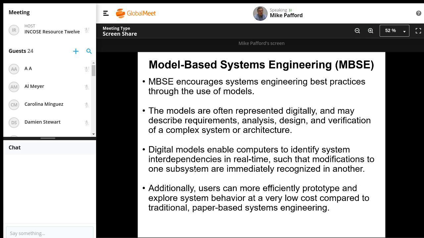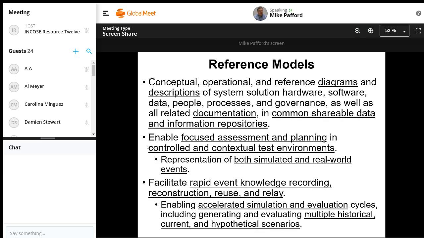Additionally, users can more efficiently prototype and explore system behavior at a very low cost compared to traditional paper-based systems engineering. And of course, as you can appreciate, some of the healthcare key stakeholders are hospital administrators and chief financial officers and so on, and they definitely stick around in the meetings to see if what we're telling them will actually help them as far as the bottom line is concerned. And so again, moving along now, we discuss reference models.